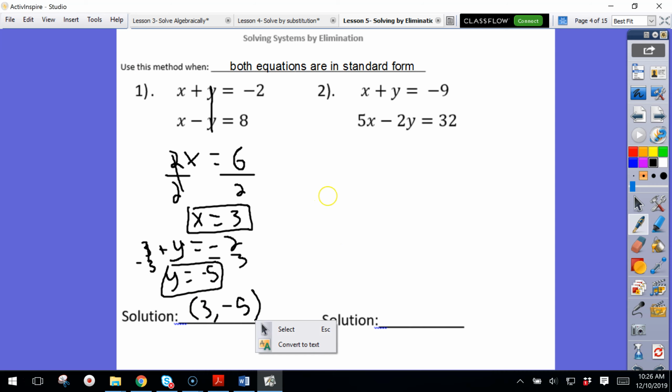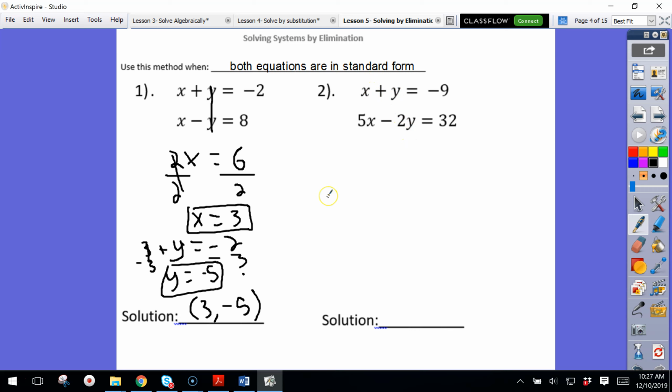Okay, so in the next example, nothing cancels out naturally. So x and 5x don't cancel each other out, and y and negative 2y don't cancel each other out. So we are going to have to multiply one of these equations to get something to cancel out. So I have a 1 here and a 5, so the least common multiple between them would be 5. And here I have a 1 and a 2, and the least common multiple between them would be 2. So it would probably be easier to cancel out the y because 2 is a little bit easier to get.